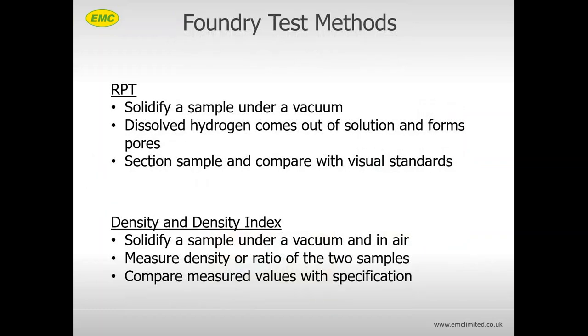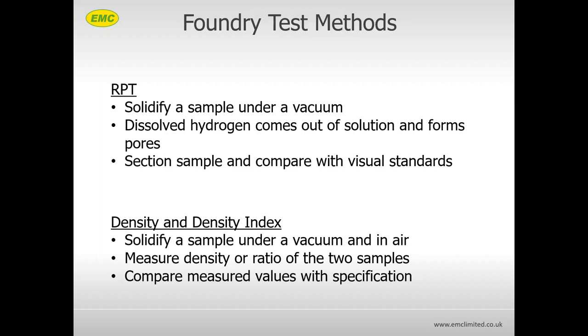The simplest method is the reduced pressure test, or RPT. The sample is solidified under a vacuum. Any hydrogen will form porosity, and then the sample is simply sectioned and compared with the visual standard.